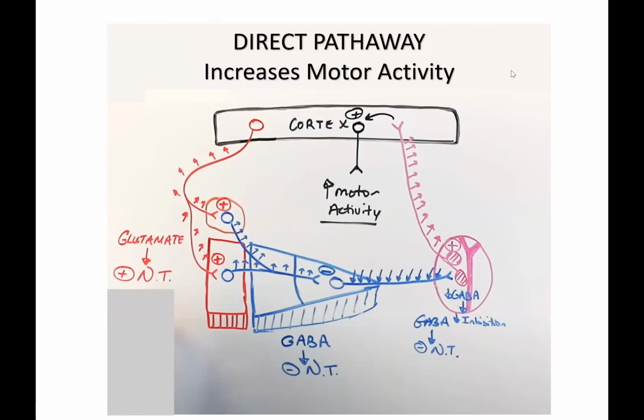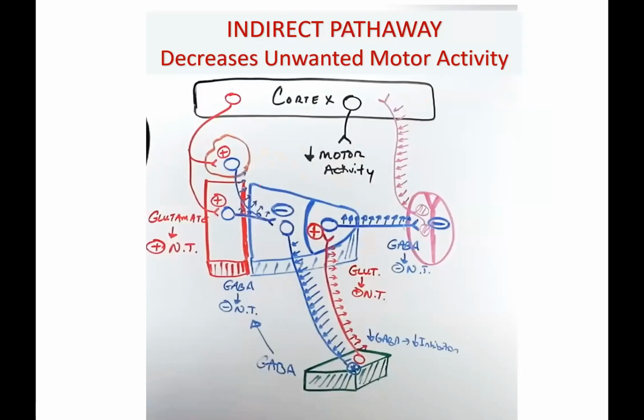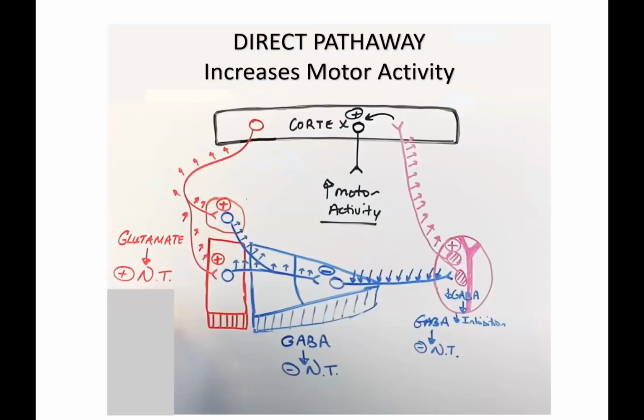Now, the direct pathway increases the motor activity. What is the function of the direct pathway? It increases the motor activity, or initiates the motor activity. So the cortical neurons are discharging onto the caudate nucleus and the putamen.